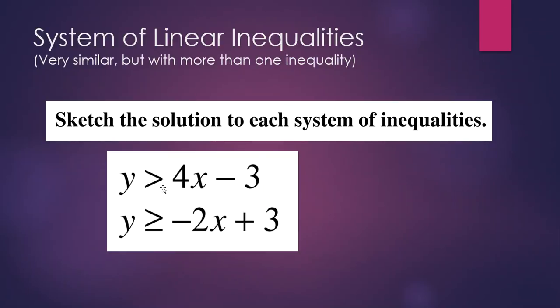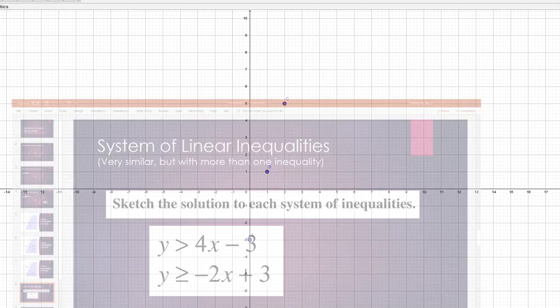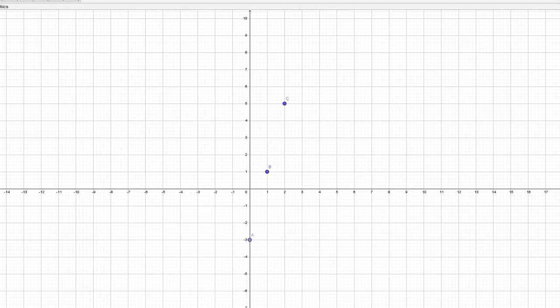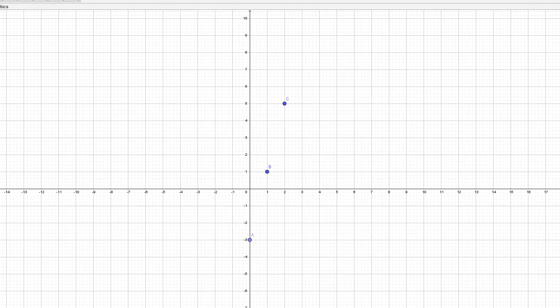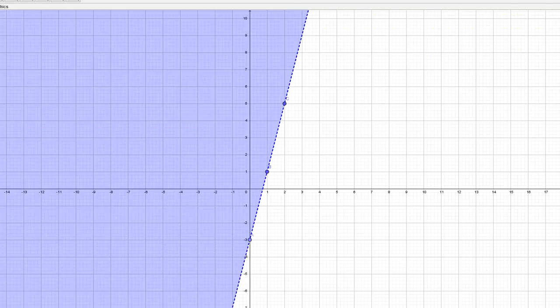Right, so because it was a greater than symbol, it cannot be equal to this line. And if it can't be equal, I have to draw in a dashed line on this particular question. And once I draw my dashed line, because this is a greater than symbol, we're going to have to color in all the things that are above the line. So I'm going to go ahead and graph this line right now. This was y is greater than 4x minus 3.